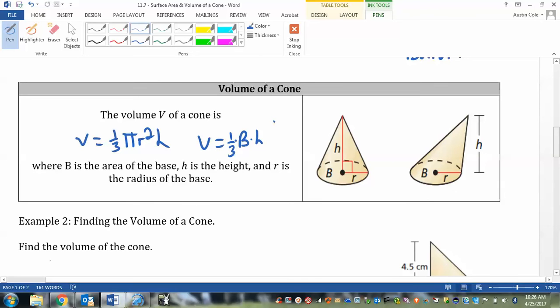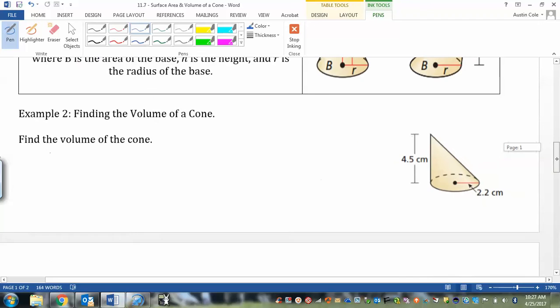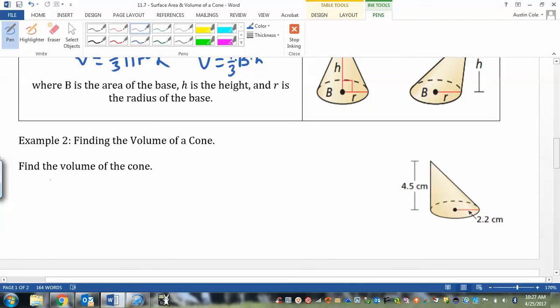Now here you don't want to use the slant height. So when you're talking volume, make sure you're using the actual height. All right, so finding the volume of a cone. We have a cone that is 2.2 centimeters for a radius and 4.5 centimeters for the height. Is that the slant height or the regular height? Regular height. So we got volume equals 1/3 pi times r squared. R is 2.2. And then times the height, which is 4.5.